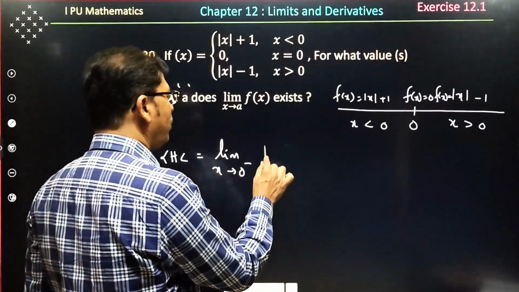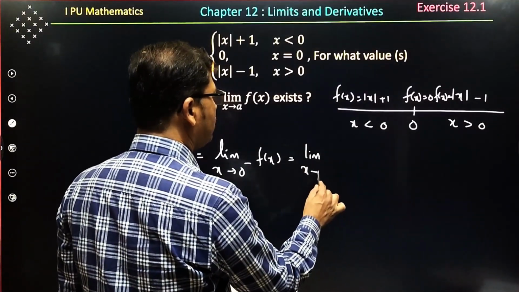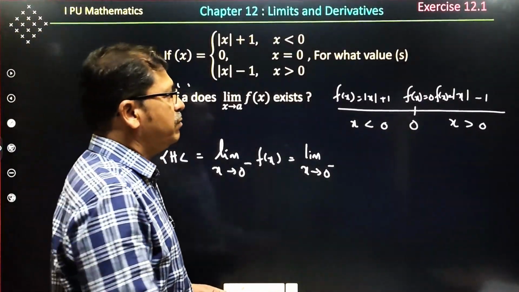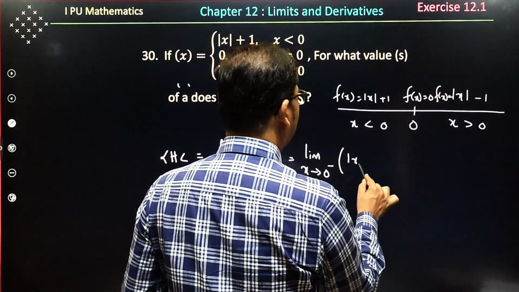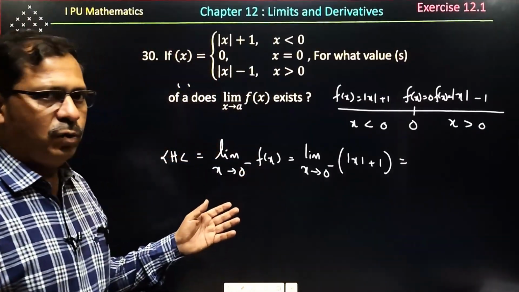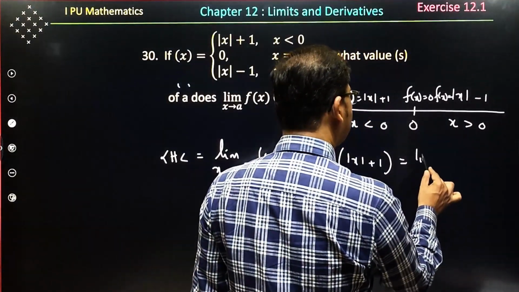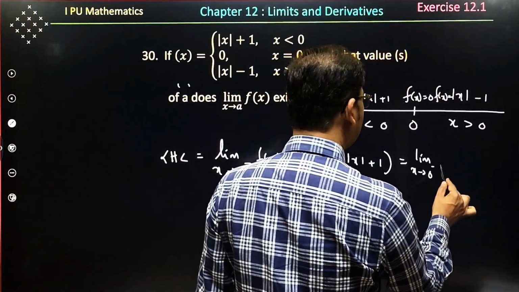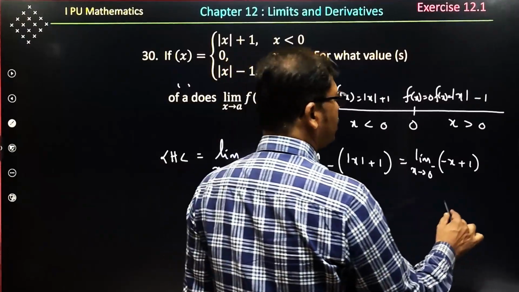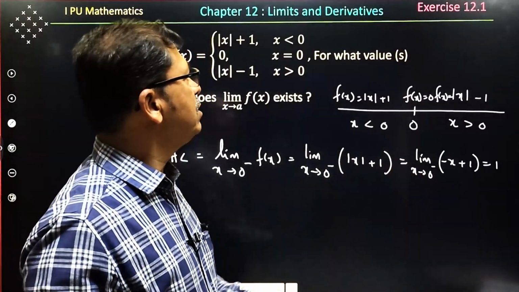So the left hand limit is the limit as x tends to 0 minus of f(x). x tends to 0 minus means x is less than 0. When x is less than 0, the function is defined as mod x plus 1. And further, x less than 0 means mod x is equal to minus x. So the limit as x tends to 0 minus of minus x plus 1. Substituting x equal to 0, its value is 0 plus 1, which is 1.